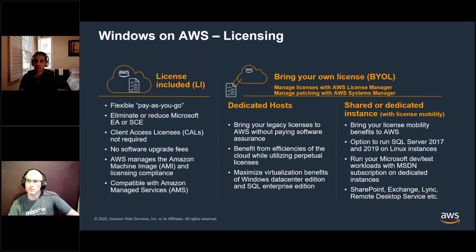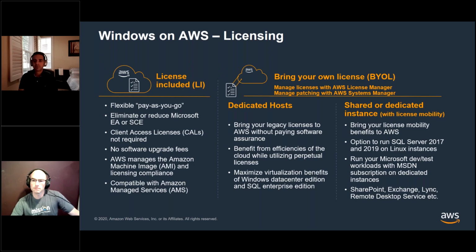We also have something called a shared or dedicated instance. So if you are paying for license mobility to Microsoft, then you can bring your license mobility benefits directly over to AWS. And it allows you to run your test dev workloads with MSDN subscription on dedicated instances. It allows you to run workloads like SharePoint, Exchange, and Remote Desktop Services, etc. Right? So all of these things that require license mobility can be used on a shared or dedicated instance with the license mobility option. So we have a lot of flexibility.